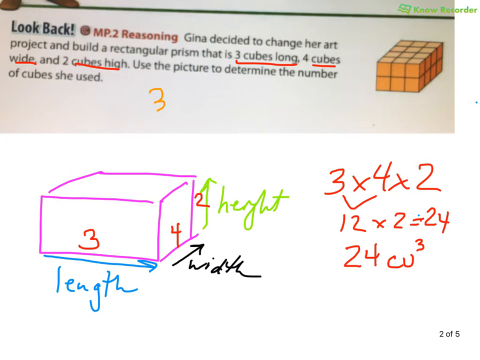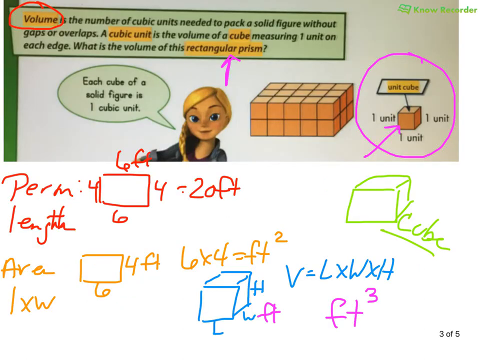The other thing is, if I had this problem and it looked like this, maybe I do 4 times 2 first. Oh, 3 times 8, that's a multiplication fact. You're still going to get 24 cubic units. No matter how you decide to do this, it's all going to work out beautifully.